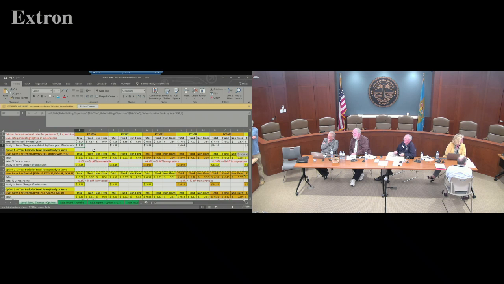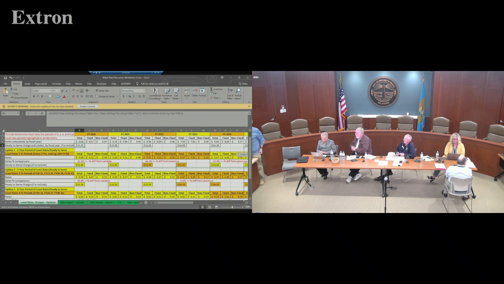And then that 1335 represents the calculated ready to serve charge. That's a per bill charge. So quarterly customers would get that amount quarterly on their bills. Monthly would get it monthly.